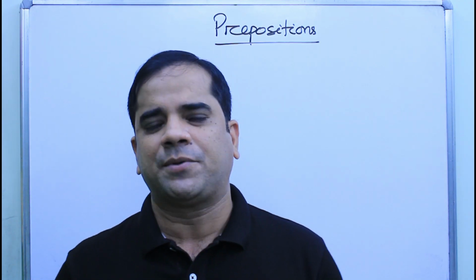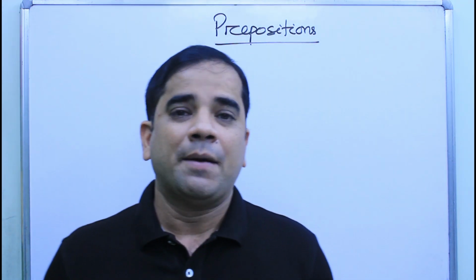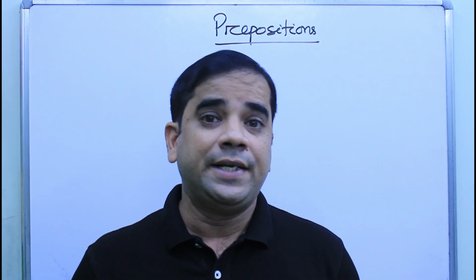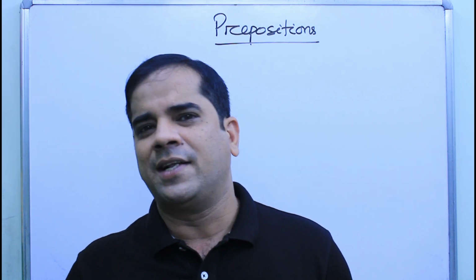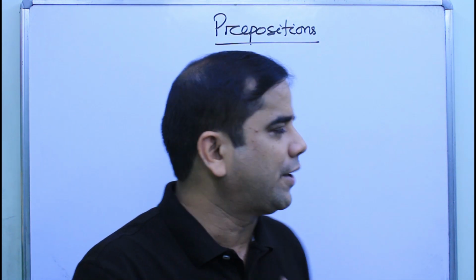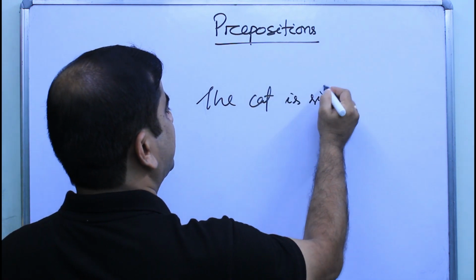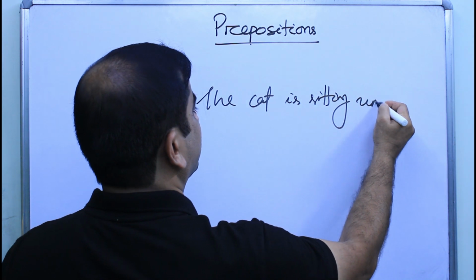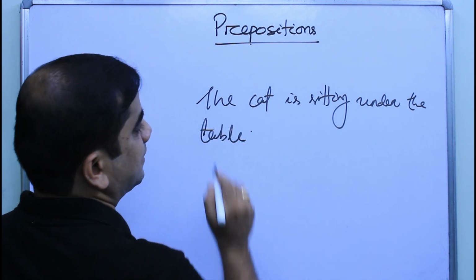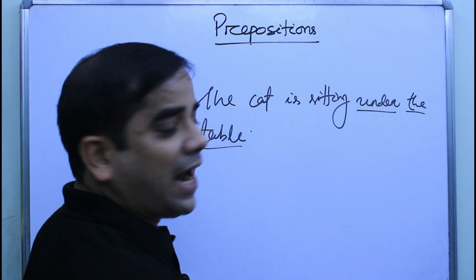Before discussing the types of prepositions, we should understand what a preposition is. A preposition is a word which is placed before a noun or a pronoun to indicate its relationship with something else in the sentence. Basically, we place the preposition before a noun and pronoun. For example, the cat is sitting under the table. The table is a noun and we have placed the word under before that.